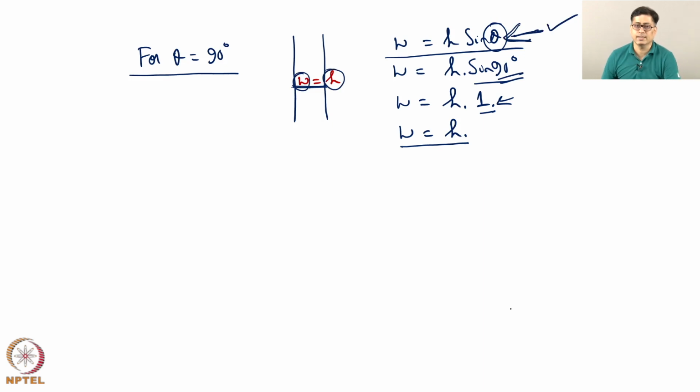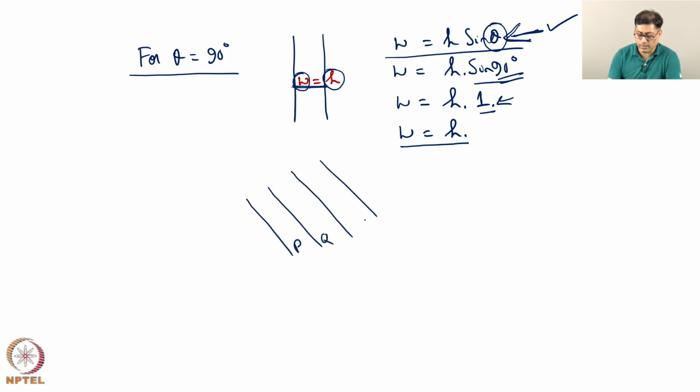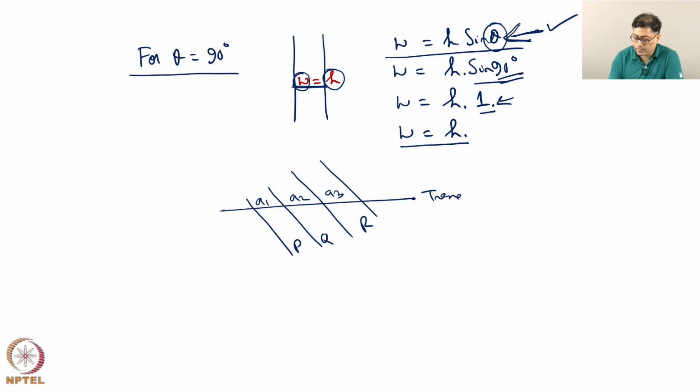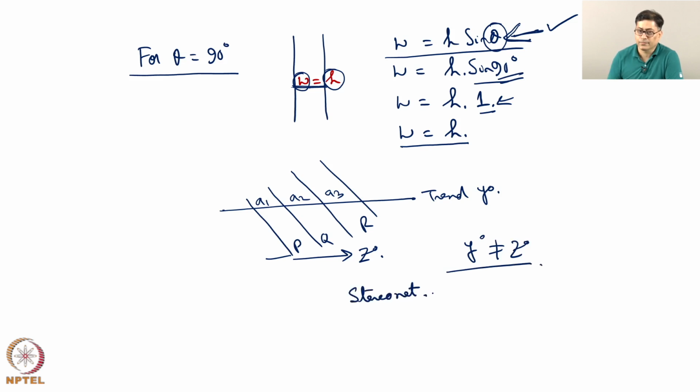We are now going to see a more general case. We are dealing with a homocline as usual, P, Q and R, but this time the apparent thickness of the units has been measured along a line, and this line has a trend y degree, whereas the dip direction of the PQ contact and QR contact is z degree, and y is not equal to z. Here we are going to involve a stereonet and solve it.